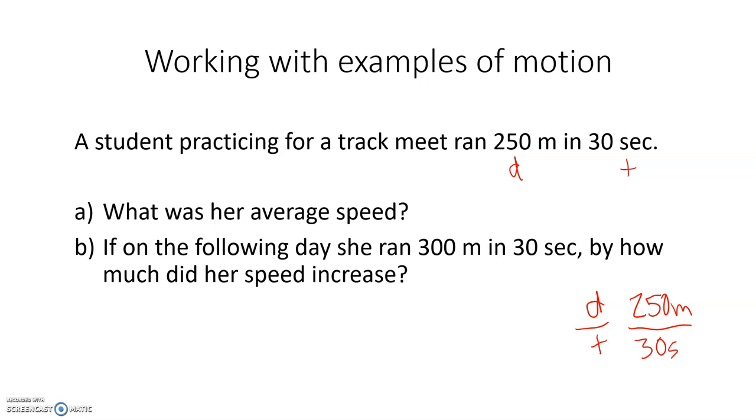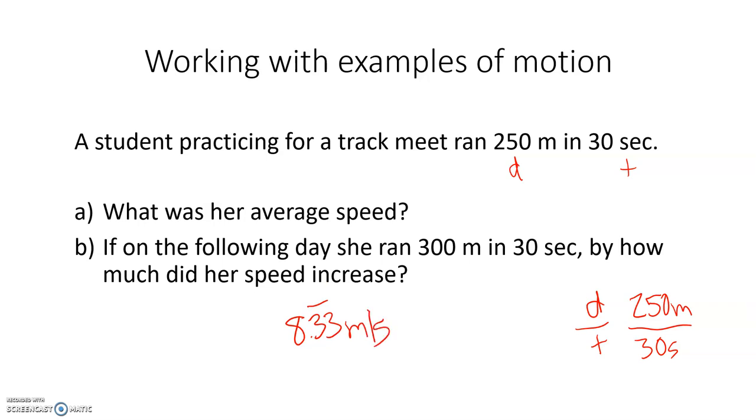Let's go ahead and ask Google. Okay, Google, what's 250 divided by 30? The answer is approximately 8.333333. Got it. So her speed is 8.33 repeating, and that's meters per second.